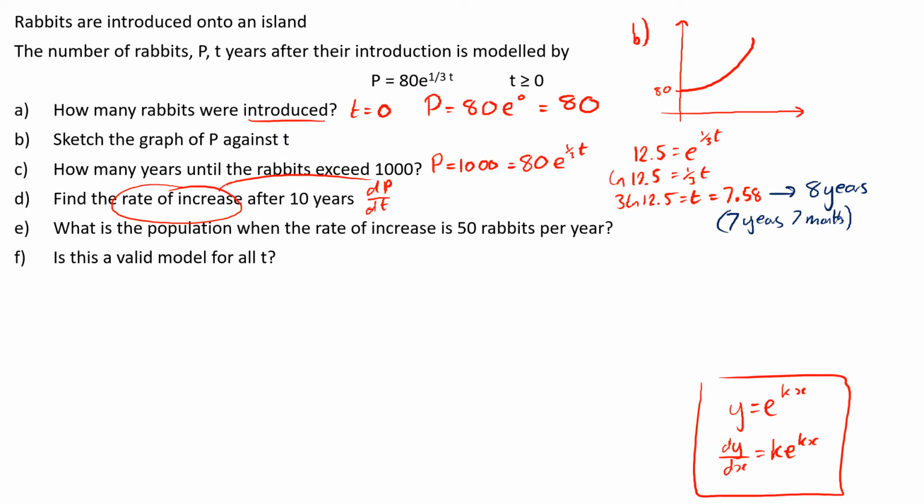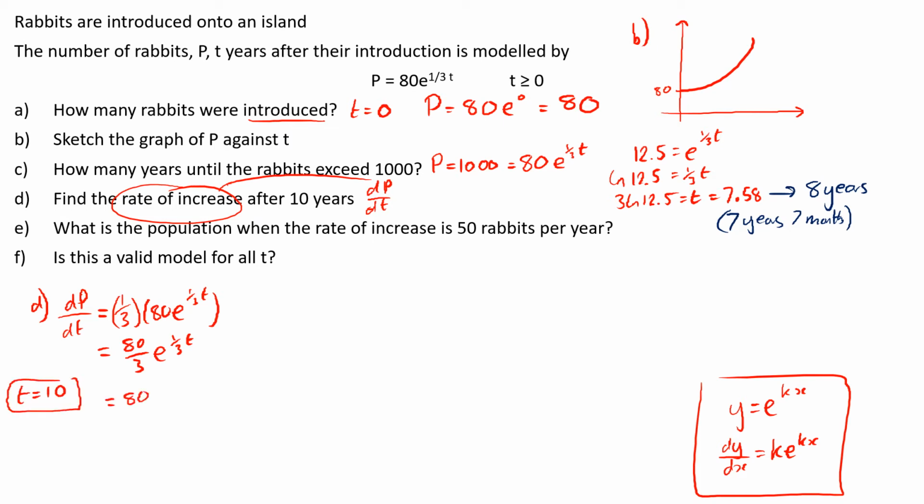So let's apply that then. So for d, what is the rate of increase after 10 years? So we want to find dp by dt. Now p was equal to 80 e to the third t. So according to that little rule, we just need to do a third of 80 e to the third t. So we could simplify that slightly and say 80 over 3 e to the 1/3 t. But it wants the rate of increase after 10 years. So we need to sub in t equals 10. So we're going to do 80 over 3 times e to the 10 thirds.